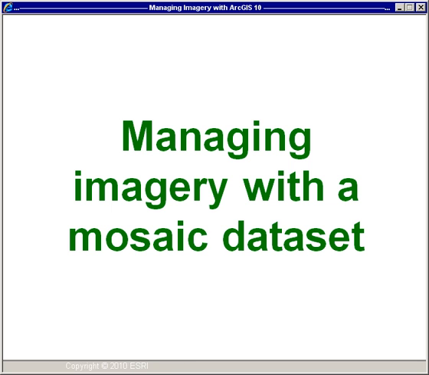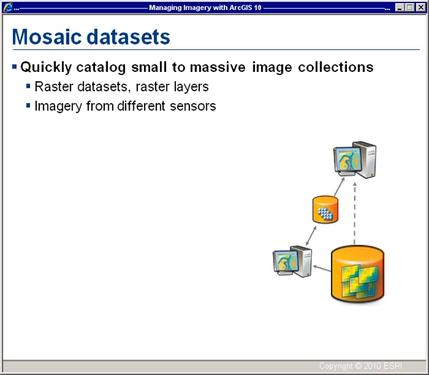All right, so we reviewed how to manage and work with single image files. Now we're going to discuss how to manage imagery with the new Mosaic Dataset. Mosaic datasets allow you to quickly catalog small to massive collections of image and raster data. This can include any raster datasets, raster layers, and imagery from various satellites and centers.